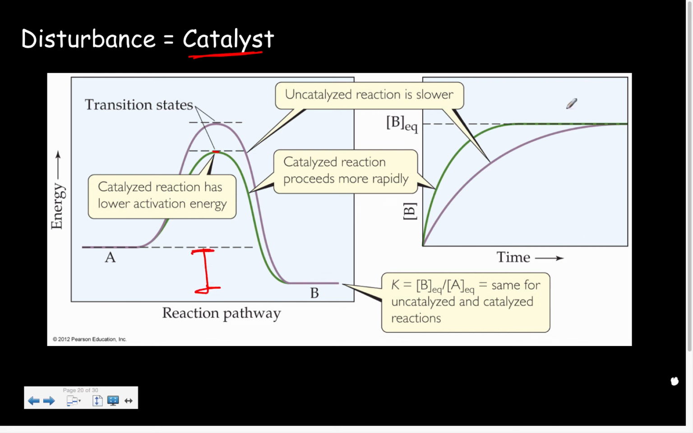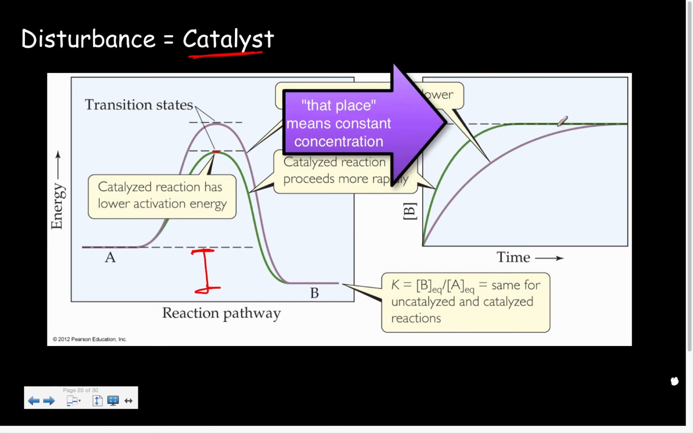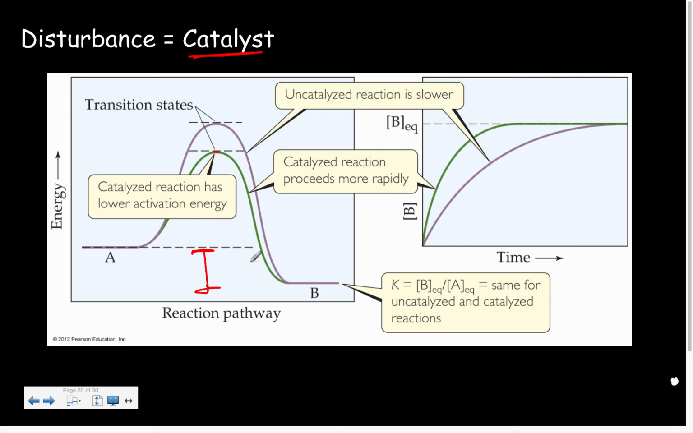And going back to the graph that you guys doodled in the previous chapter, if this is my uncatalyzed reaction, which is slower, catalyzed just means we get to that place faster. Nothing about catalysis says that we change how much is present or change the identities of A and B. It just means we get there faster, which is what this graph implies.